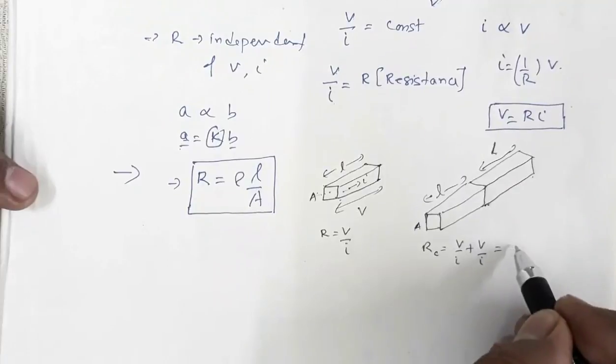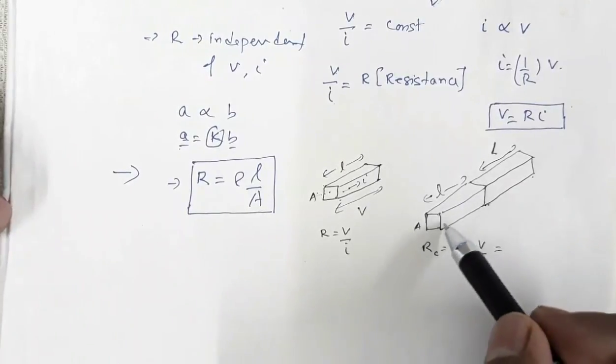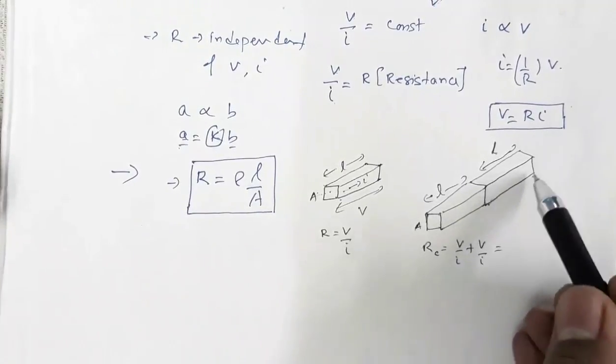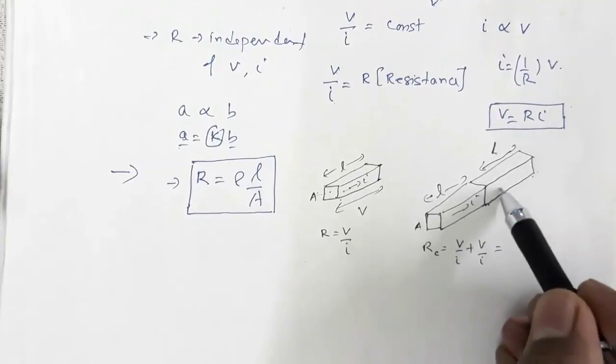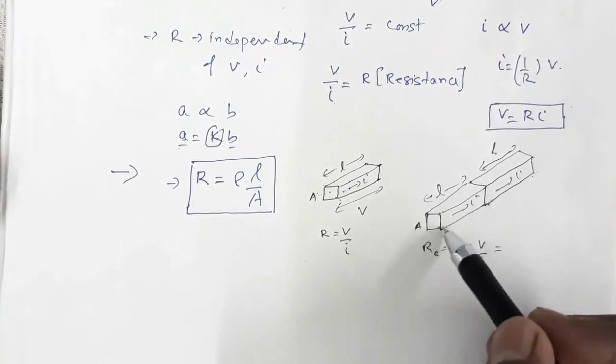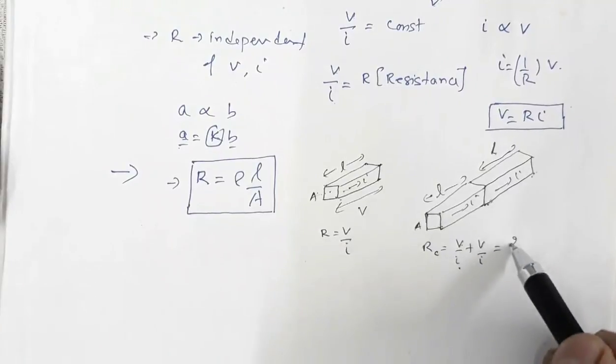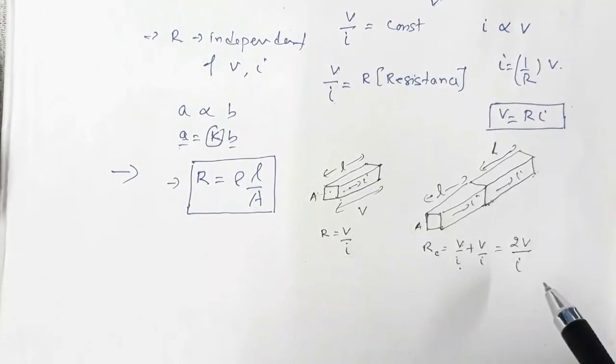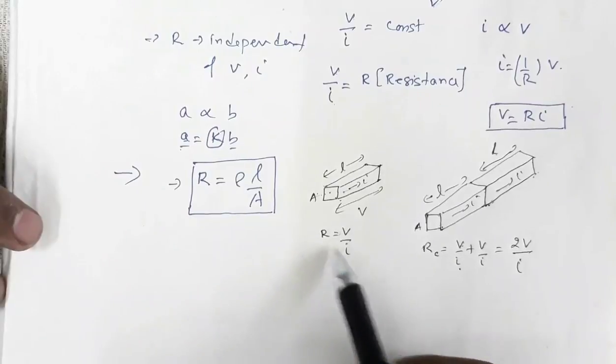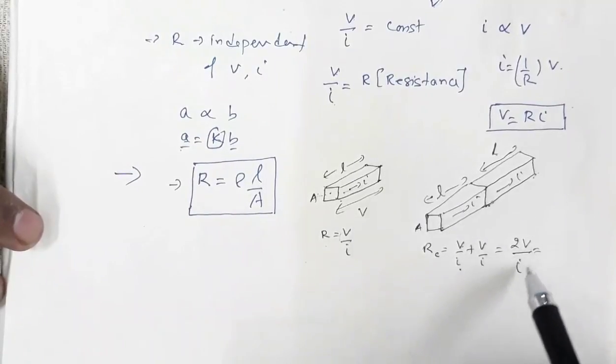See, this part's potential drop is V, this part's potential drop is V, and I is the strength of the current, both in series. So this part's resistance is V by I, and this part's resistance is V by I. So V by I plus V by I is equal to 2V by I. But what is V by I? V by I is R. So 2V by I will be equal to twice R.